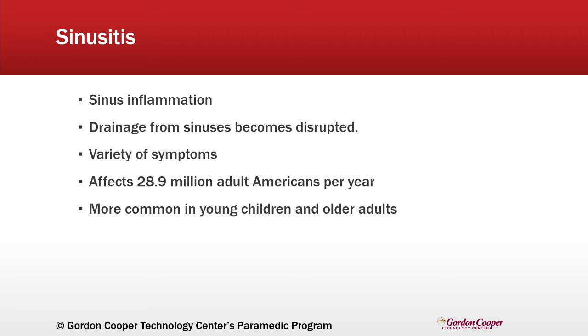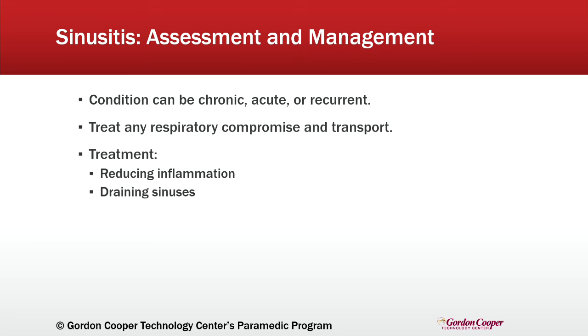According to the CDC, about 28.9 million adults in the U.S. deal with this every year, so it's a pretty common thing to happen. Not real likely to get an ambulance call for it, but again, it may be part of a bigger set of signs and symptoms that may be an indication of something going on. Younger kids and older adults are typically at higher risk of sinusitis than middle-aged adults. It can be chronic, acute, or even recurrent.